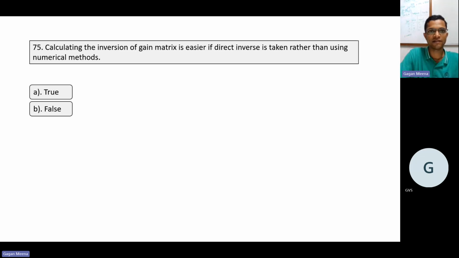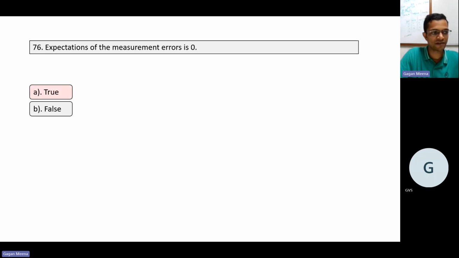Calculating the inverse of the gain matrix is easier if a direct inverse is taken rather than using a numerical method. It is false. Direct inversion is never recommended. It is always costlier. Therefore, we use many decomposition techniques to avoid direct inversion and still calculate the inverse.